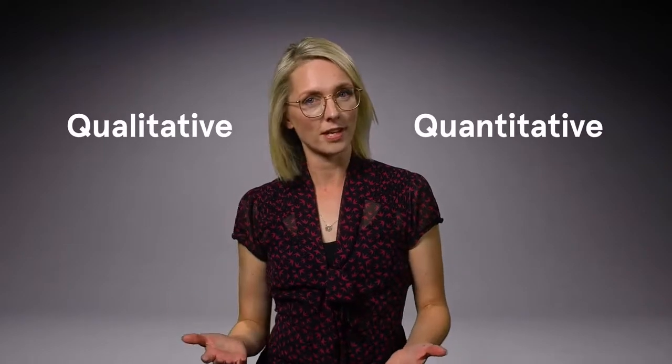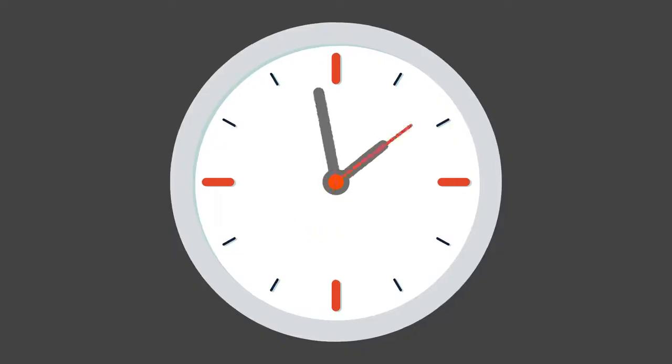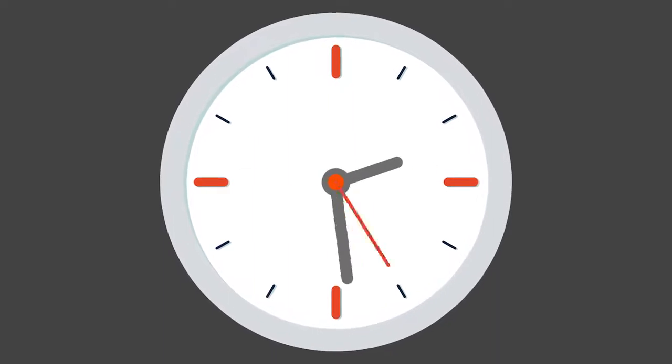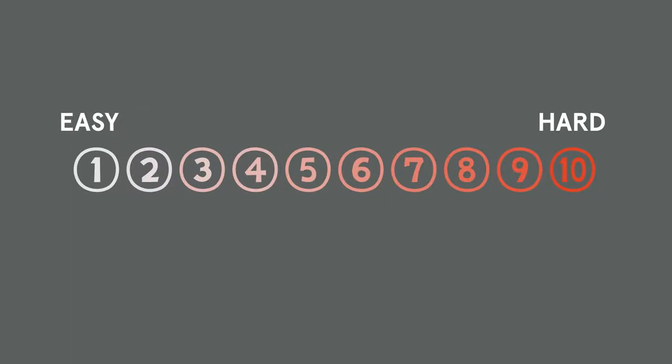These different methods outlined above will result in the collection of quantitative or qualitative data. Let's take a look at the difference between the two. Quantitative research results in data that can be expressed as a number or can be quantified. For instance, the number of hours it takes someone to complete a certain task at work, or ranking on a scale of 1 to 10 how difficult it is to complete a particular task.